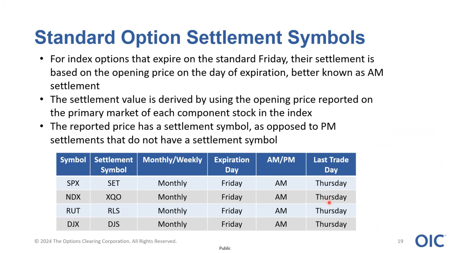In this case, you're going to get the last trade day is Thursday, but the expiration day is Friday on the AM print. All of these stocks open. It can be a significant difference. It can be something that creates a lot of consternation in the options market. Pay attention to it. If you're holding options into that print, you need to know what your risk is.